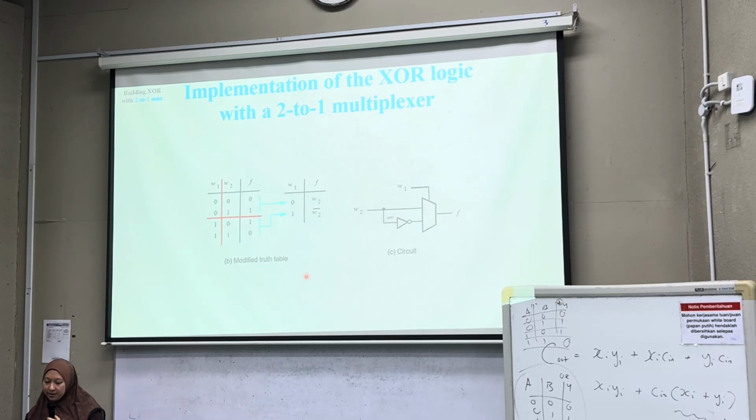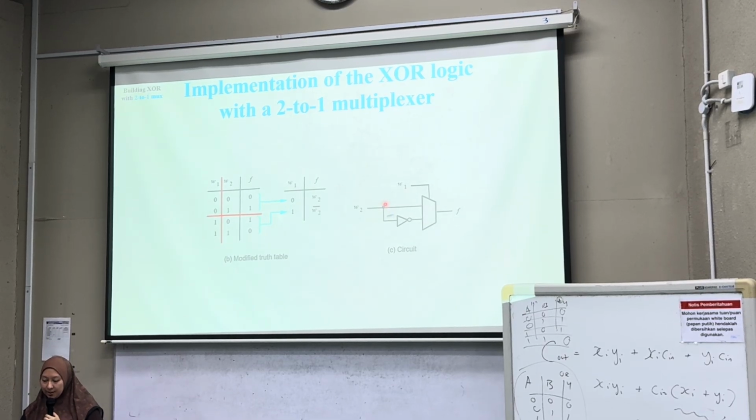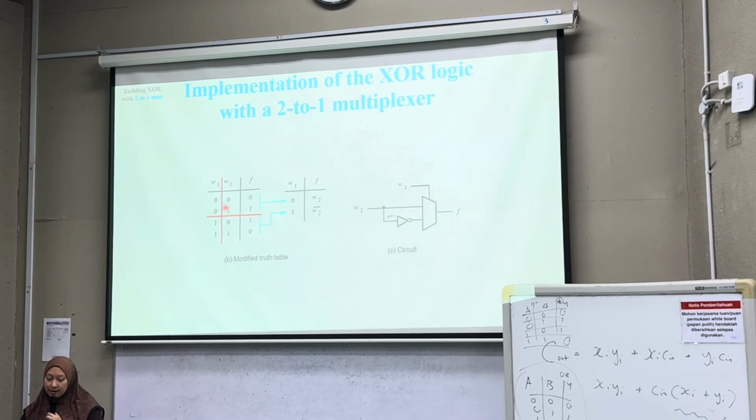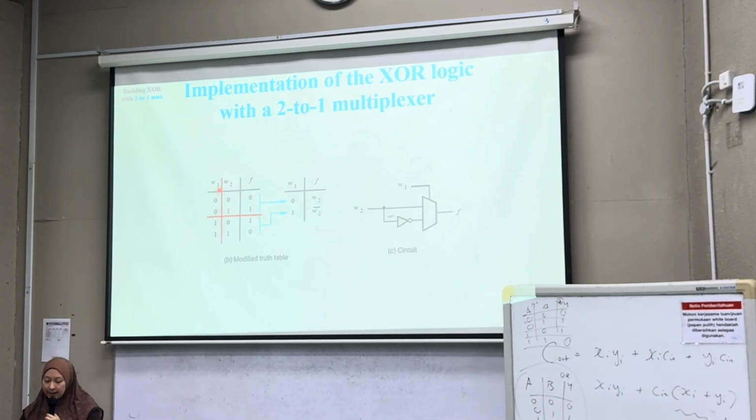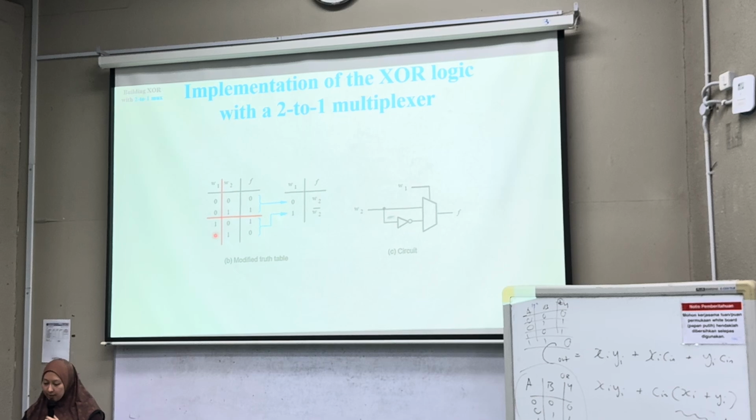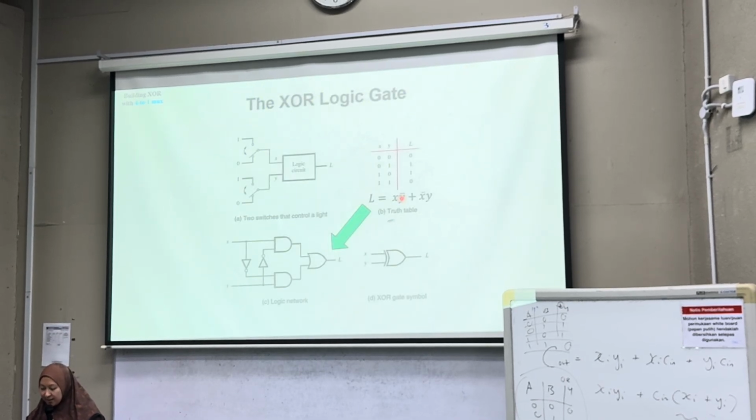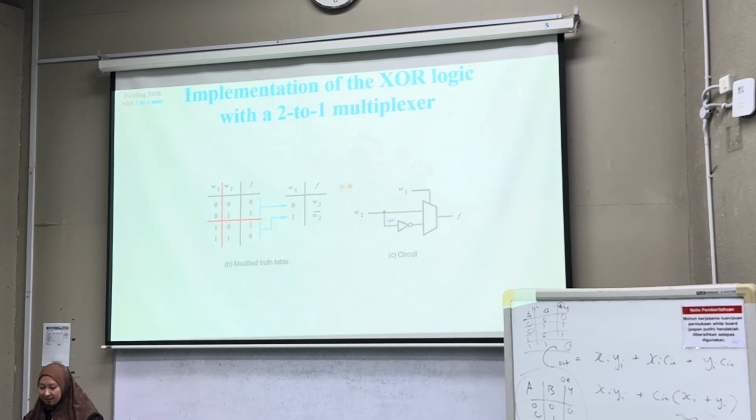Here I'm implementing an XOR with a 2-to-1 mux. This is my XOR truth table. Since we are having a 2-to-1 mux, I'm grouping it into 2s. W1 is my select line. F follows W2 when W1 is 0, and F follows W2 complemented when W1 is 1. So this is my circuit from just now. Here I put a NOT gate because I need to complement W2.